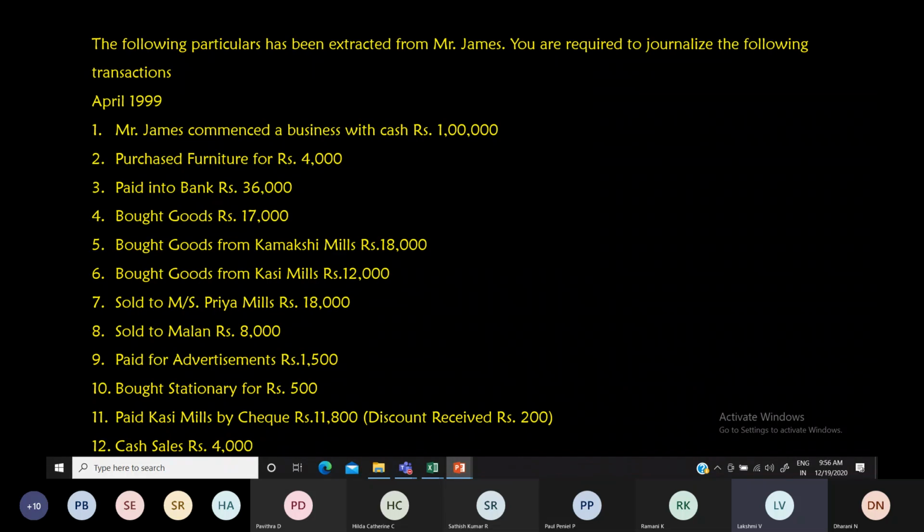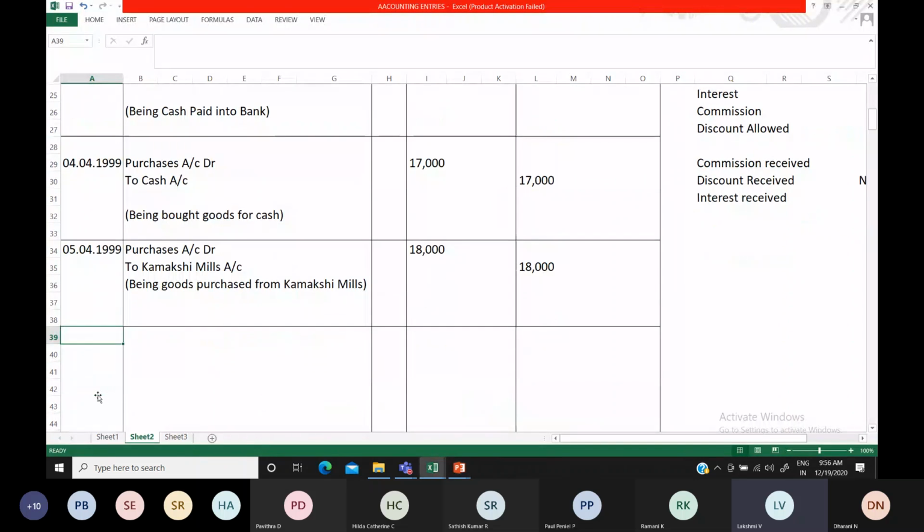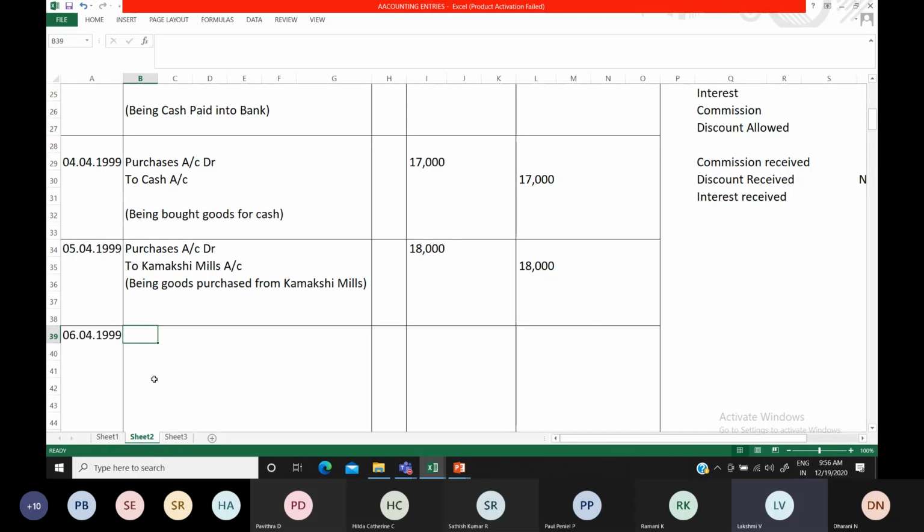Purchases account debit. And then from whom they have purchased? Kasi Mills. So Kasi Mills you have to credit, since he is the giver. He is giving to us, so we have to credit Kasi Mills. Bought goods from Kasi Mills rupees 12,000 on 6th. Let us make an entry for that. On 6th, they have bought goods from Kasi Mills. Like the last transaction, you can write the same thing again.